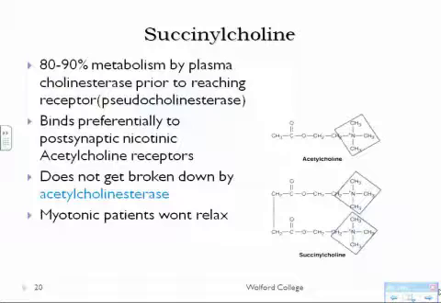80 to 90% of its metabolism is by plasma cholinesterase prior to reaching the receptor. So basically this drug is being grossly overdosed in an individual, but the reason you don't see the gross overdose is because the plasma cholinesterases are so effective in breaking this molecule down. It binds preferentially to the postsynaptic nicotinic acetylcholine receptors most of the time, and it binds just like the acetylcholine molecule, using the ammonium group. It does not get broken down by acetylcholinesterase, because it doesn't fit. And myotonic patients won't relax with this drug, and that's one thing you have to be concerned with.